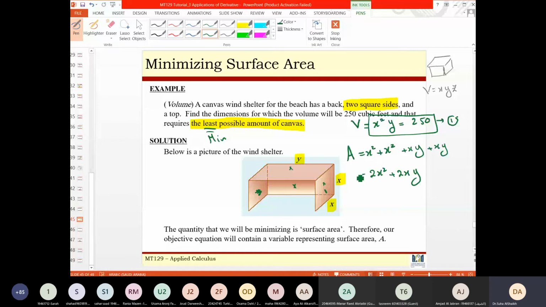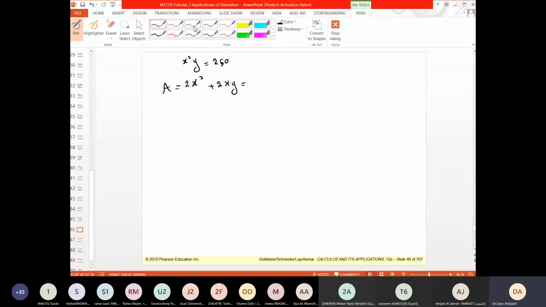So we have two equations. We have x squared y equal to 250, and we have A equal to 2x squared plus 2xy, which is the equation I want to minimize. This is my equation number 1, and this is my equation number 2.